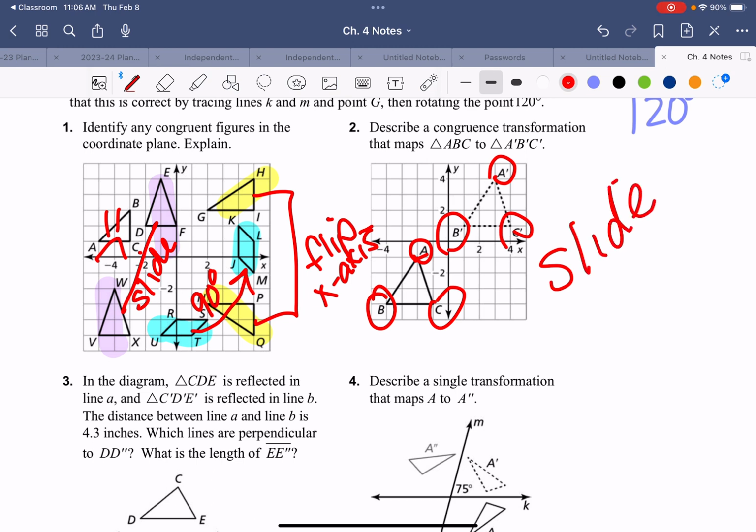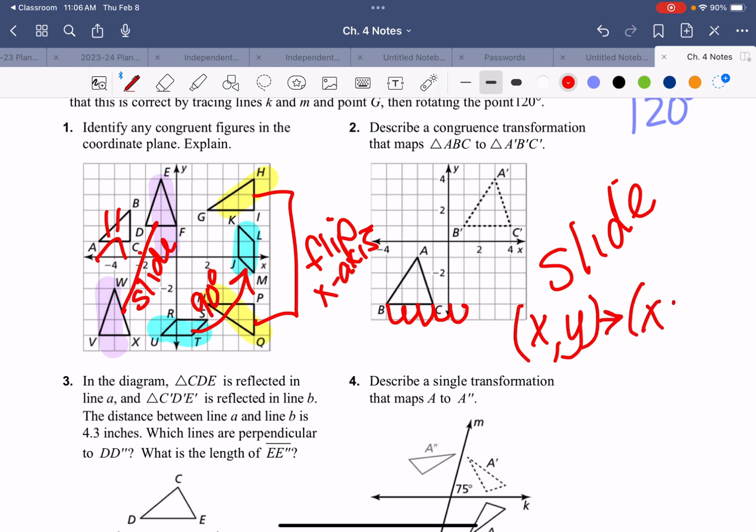And if we want to describe it, all I need to do is come over here and look and say, okay, for B, I went 1, 2, 3, 4, 5. So I went 5 over. So that means I have (x, y) is going to change to x plus 5. And then y, so now I'm going to check my y. What did I do for my B on my y? I went up 1, 2, 3, 4, 5. y plus 5. Okay, it's a slide.